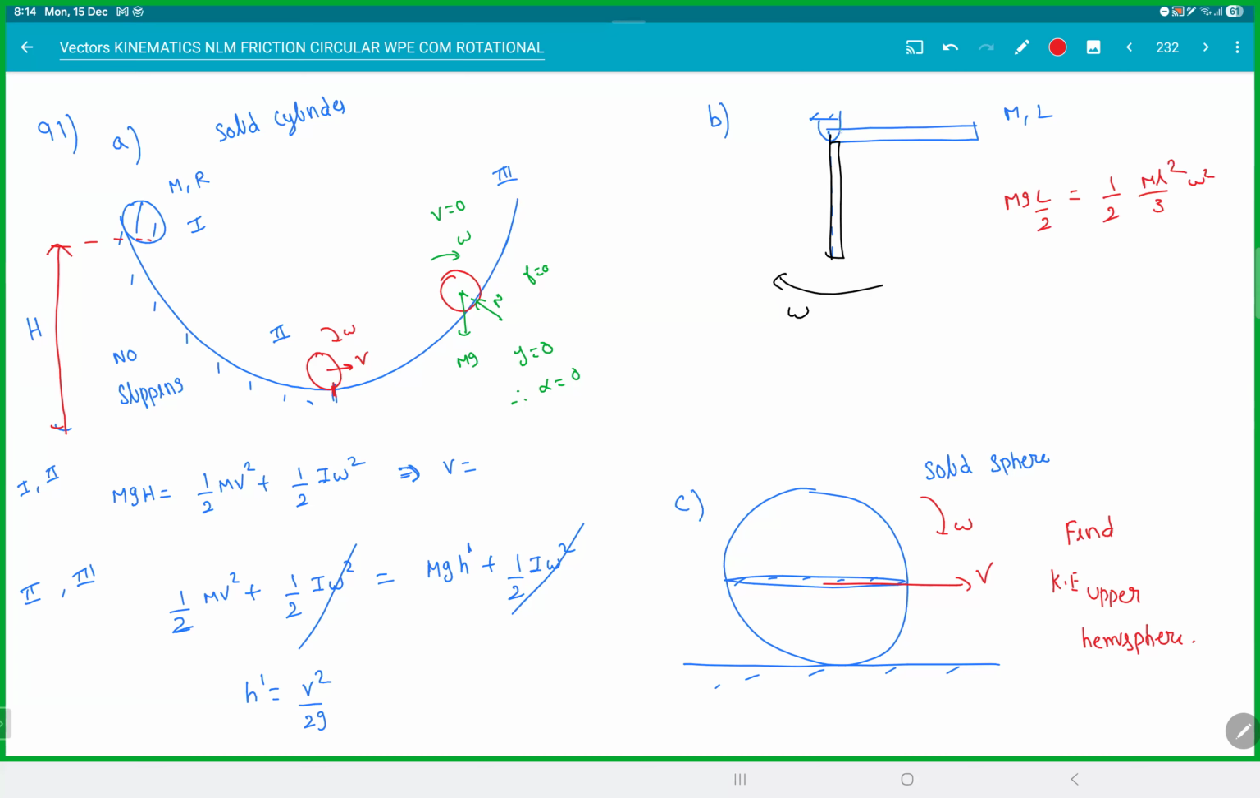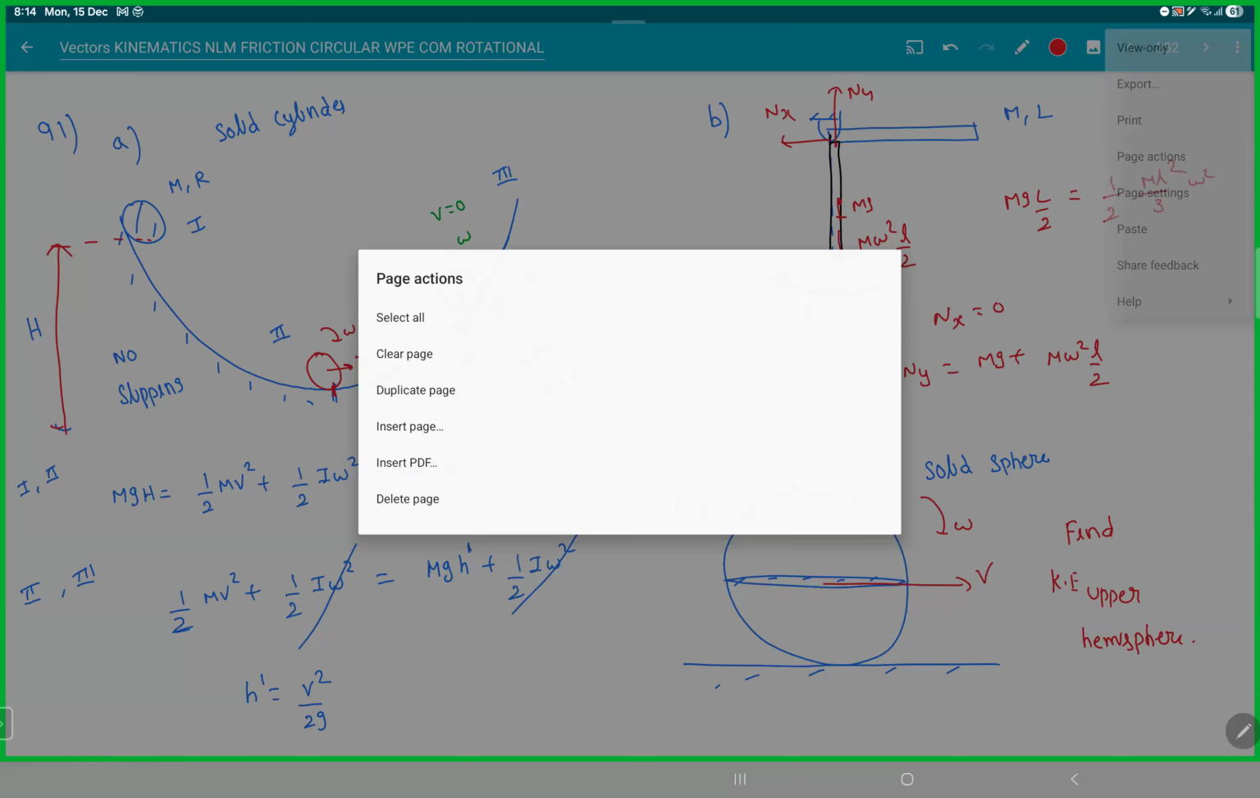What are the forces? Ny, Nx, mg. Since you're going in a circle, there's also centrifugal force, m omega square L by 2. Nx will be 0 because there's no other horizontal force, and Ny will be mg plus m omega square L by 2. This last one is a pretty good one. That could even be an advanced question.